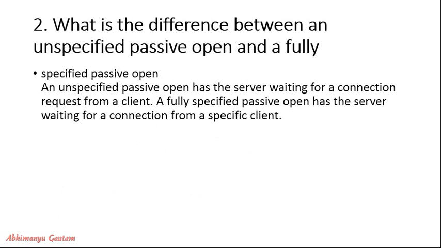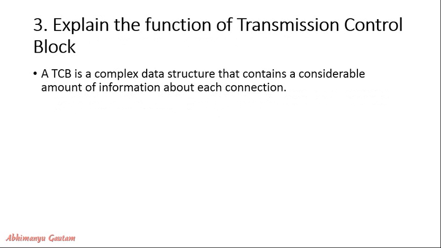An unspecified passive open has the server waiting for a connection request from a client. A fully specified passive open has the server waiting for a connection from a specific client. Explain the function of the transmission control block. A TCB is a complex data structure that contains a considerable amount of information about each connection.